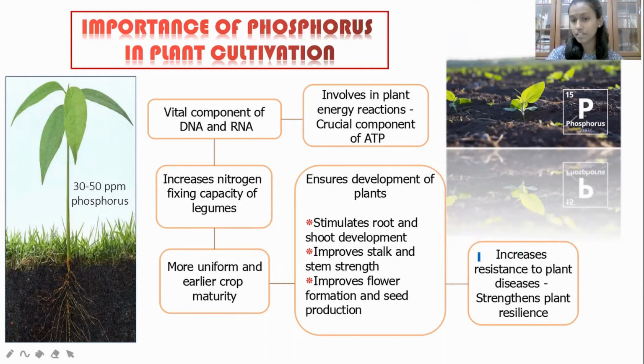How this can be attained is that phosphorus makes sure that all the plants undergo more uniform and earlier crop maturity from the beginning of development itself.